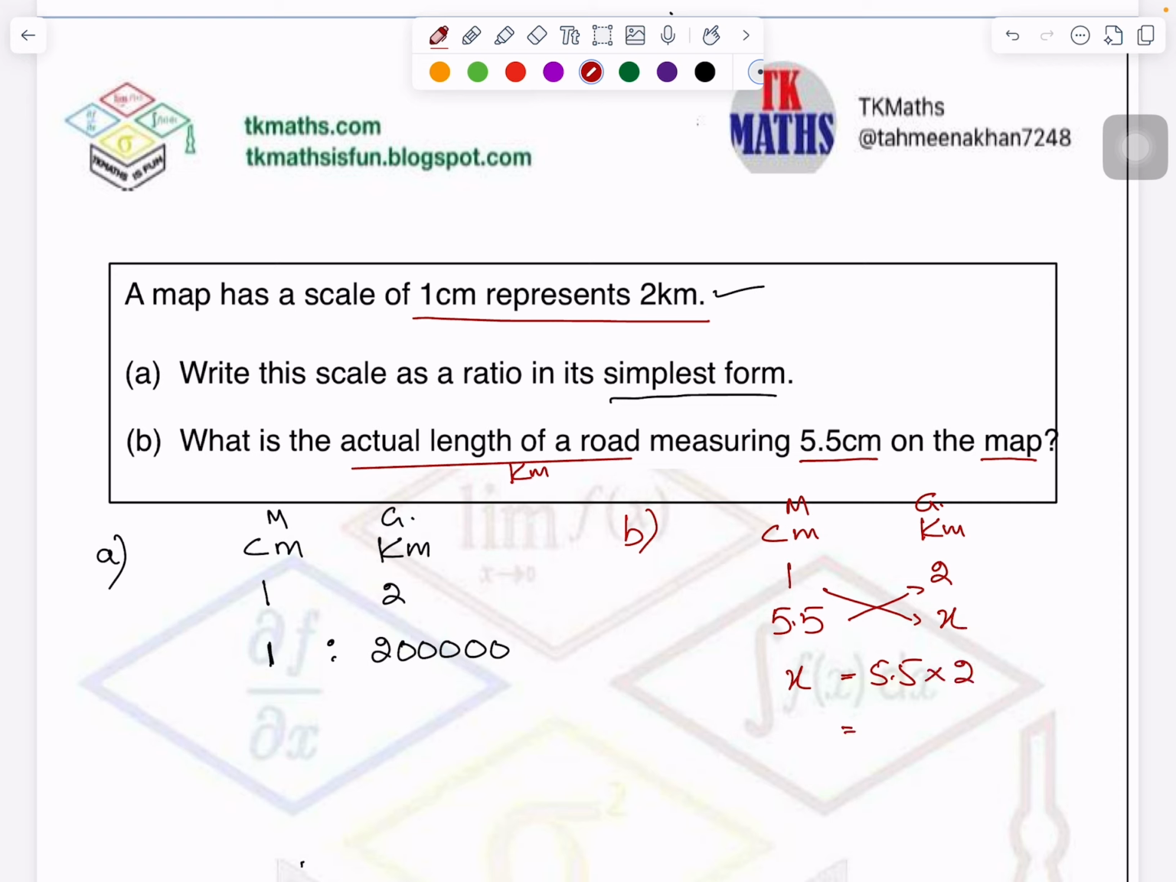Now if you cannot do it mentally, what can you do? You can do the vertical calculation like this. 2 5s are 10, 2 5s are 10, 11. Decimal is after one digit, so it is 11 kilometer. Don't forget the unit, because the scale side is in kilometer and we are using kilometer. So the actual length of the road is 11 kilometer, which is drawn by a 5.5 centimeter long line on the map.